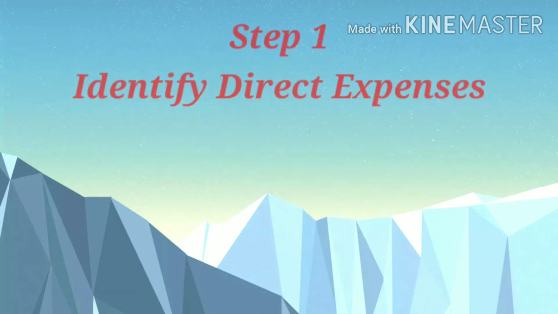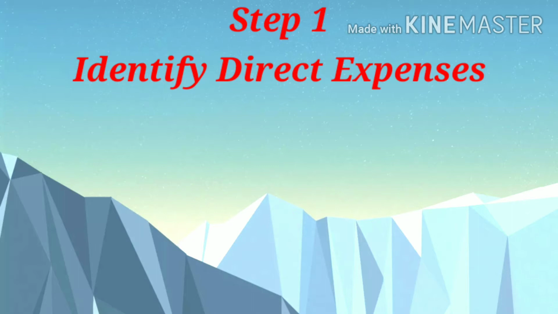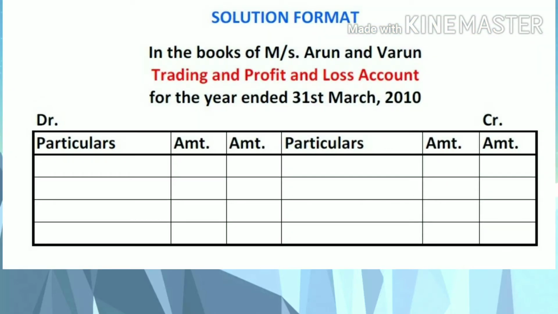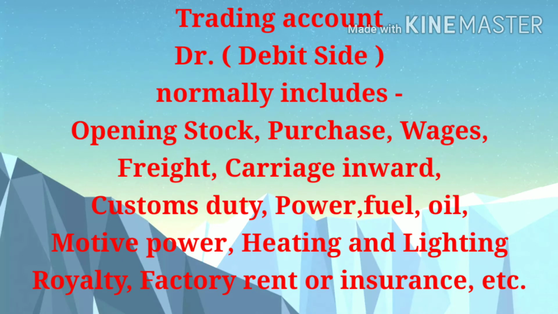Step 1, identify direct expenses. Expenses which are related to goods, factory or direct manufacturing expenses are called direct expenses. From the trial balance, transfer these balances to the trading account debit side. These balances include opening stock, purchases, wages, carriage inward, works manager salary, motive power, royalty, freight, coal, gas, water, import duty, heating and lighting, power, fuel and oil, etc.